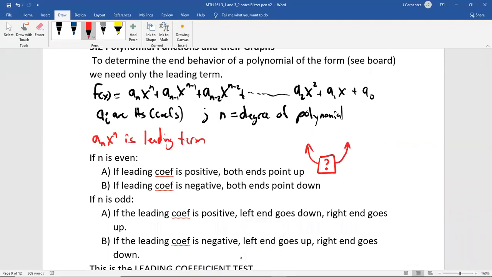If your leading coefficient is negative, both ends point down. So what I'm saying is, we don't have any clue what the middle part of the function looks like, but we know that the far left and far right sides are going to point down. And I'm not saying they have this steepness, they may just pretty much point straight down. So maybe your middle of the function looks something like this. Here's your middle. But then the ends both point down.